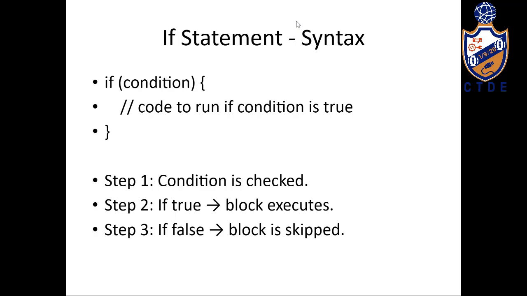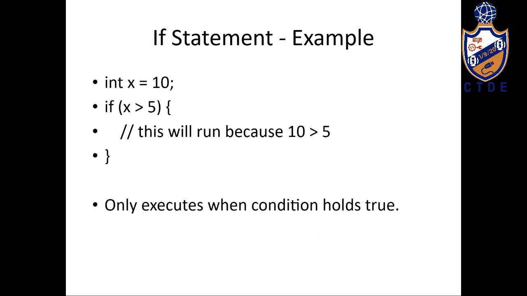Now, it's very important to understand how they work. So, step one, the compiler is going to check the condition. Is the condition true? If it is true, then it is going to run the block that is inside the curly braces. That's how it works. But if it's false, we're going to skip the if block. We are not going to execute it.